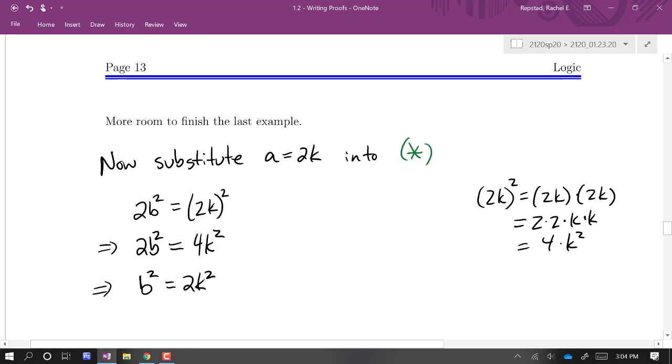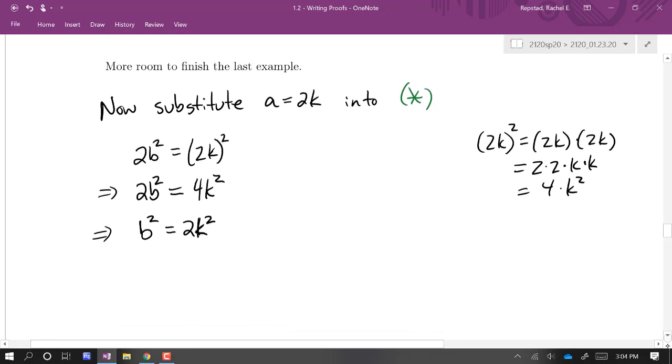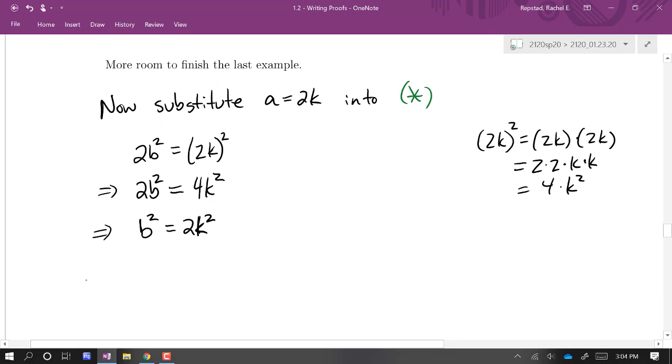Spend a minute or two looking at this equation and think about what has to be true about b squared. b squared has to be even. Yeah, because it's got a factor of 2. So this means that b squared is even.